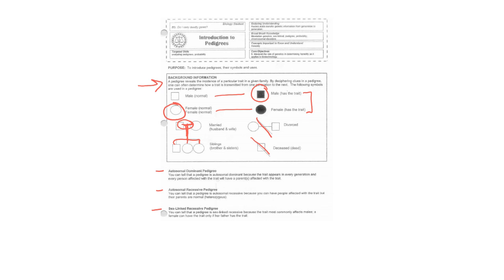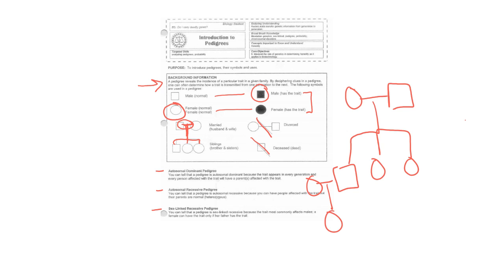So when we're looking at a picture of a pedigree, a pedigree is going to look something like this. Maybe they get married and they have a child, and this one gets married and they have two children. So a pedigree looks something like that.